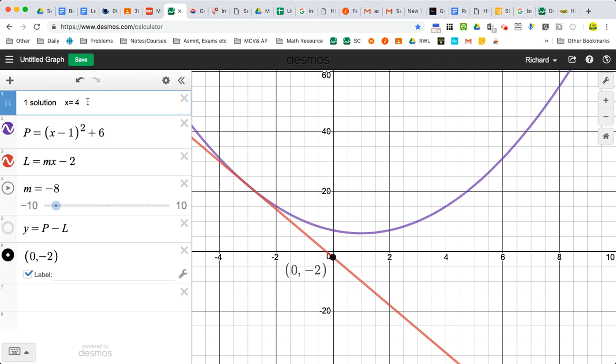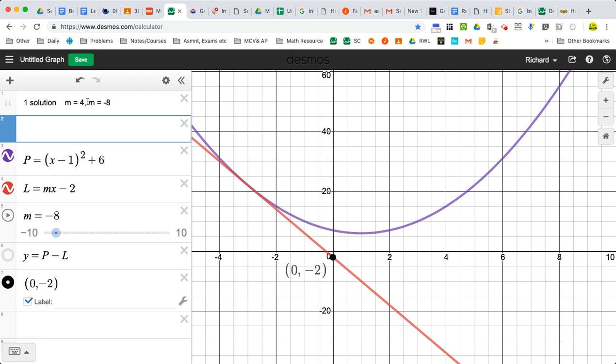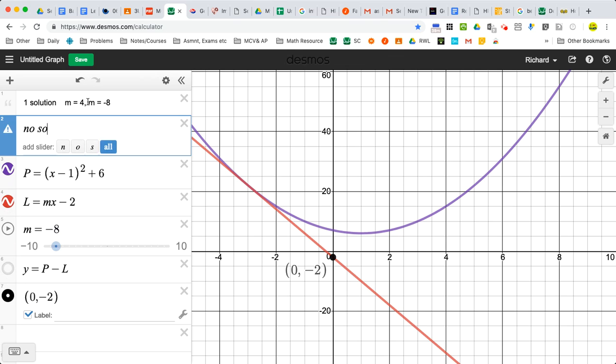So m equals 4 generates a point of tangency, and m equals negative 8 would generate a point of tangency. Okay, so that's if we have one solution. Now, what about no solutions?